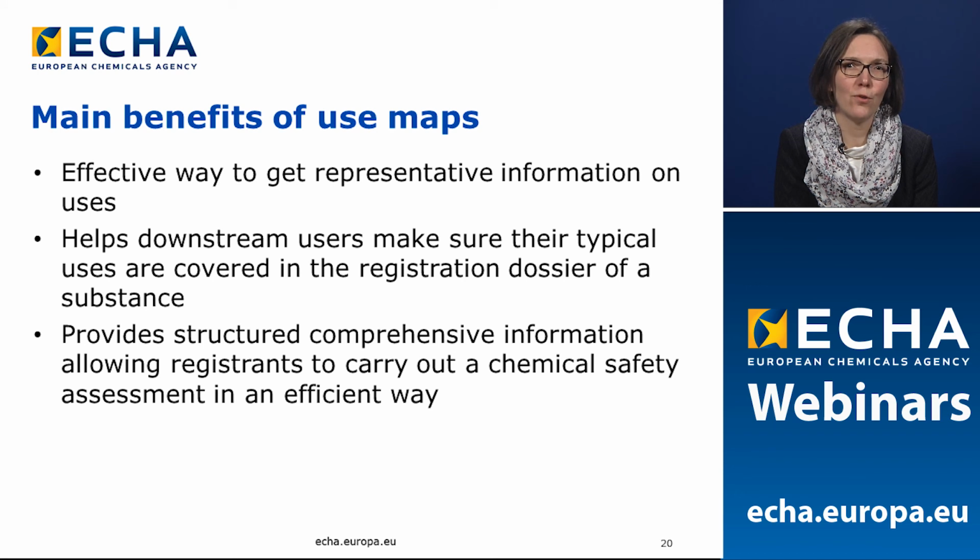So now, to conclude, a short summary of the main benefits of the sector use maps. For registrants, use maps are the most effective way to collect representative information on uses. Use maps provide registrants with structured and comprehensive information, allowing them to carry out a chemical safety assessment in an efficient way. Key information is available and can be very easily uploaded in assessment tools. For downstream users, use maps are an efficient way of making sure that their typical uses are covered in the registration dossiers.